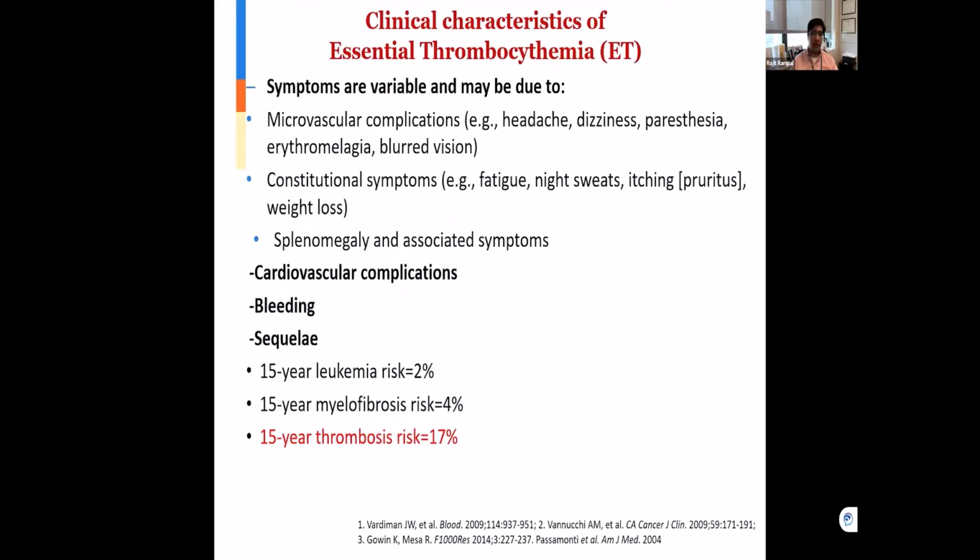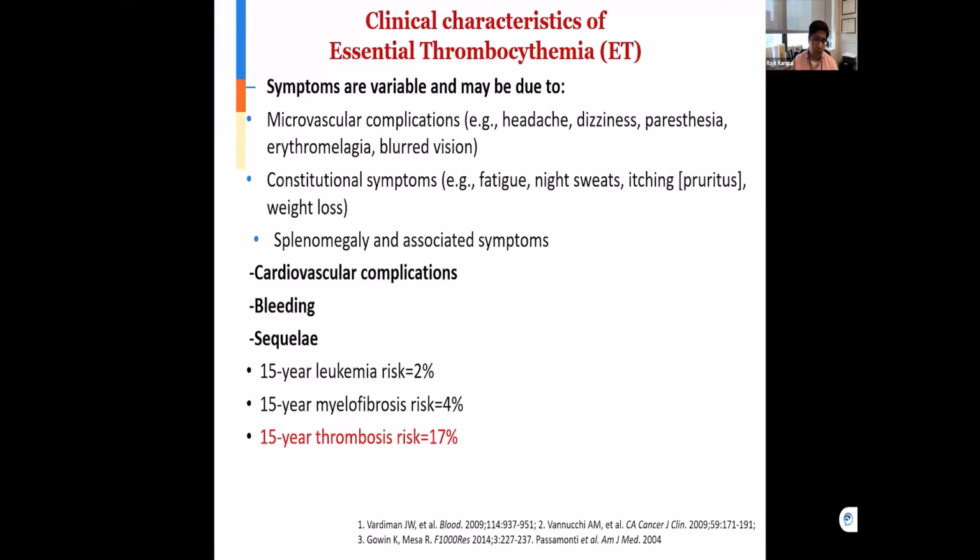And in terms of essential thrombocythemia, the symptoms are a little bit different. So people can have what we call microvascular complications, manifesting as numbness or tingling in the hands, blurry vision, headaches, migraines typically, dizziness. More rarely people have constitutional symptoms, and these are things like night sweats and weight loss. It's not very common in ET, but it can happen. And spleen enlargement also not common in ET, but it can happen.